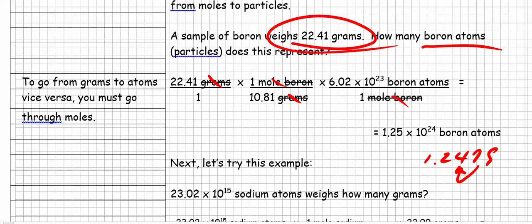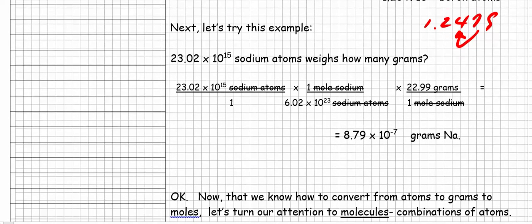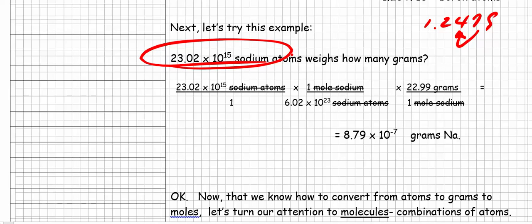So now let's try another example. Hope that makes sense. 23.02 times 10 to the 15 sodium atoms weighs how many grams? Here's what we're going to do. We're going to start with what we know. That many sodium atoms weighs how many grams? So we've got 23.02 times 10 to the 15th over 1, with sodium atoms on top. Times, now whatever unit's on the upper left goes on the lower right. So we've got sodium atoms here, sodium atoms here. They're going to cancel away.